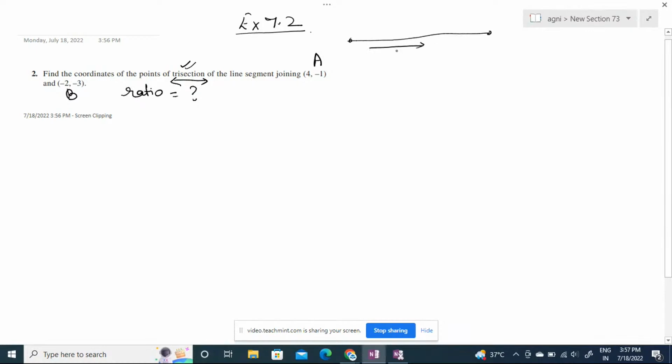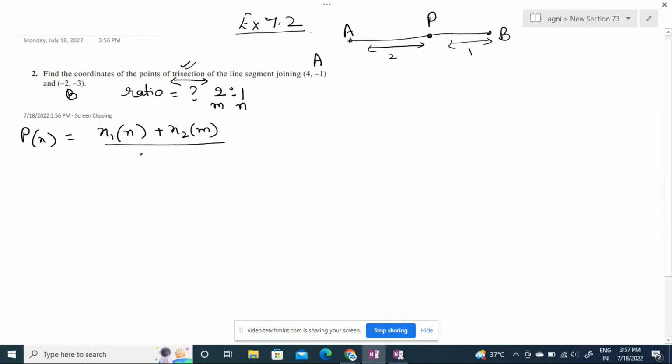That means one ratio becomes 2 and another ratio becomes 1. So whenever there's a trisection, the ratio is 2:1. So this becomes m and this becomes n. Now using the same formula, we have to find the coordinates of P, let it be A, let it be B. So now for the coordinates of P for x, we have the formula x1 n plus x2 m over m plus n.